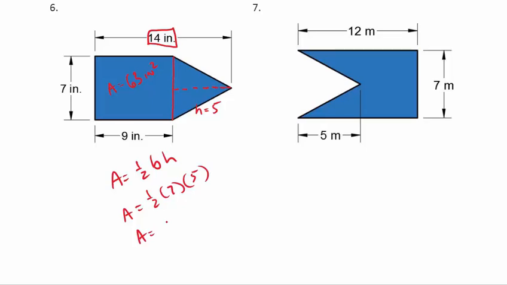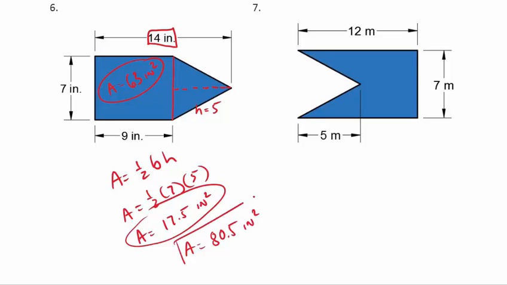So I'm going to take 1/2 times 7 times 5 to give me 17.5, and that's again square inches. So here's the area of the rectangle, here's the area of the triangle. I want to add those two together to give me a total area. So 80.5 square inches for the total area.